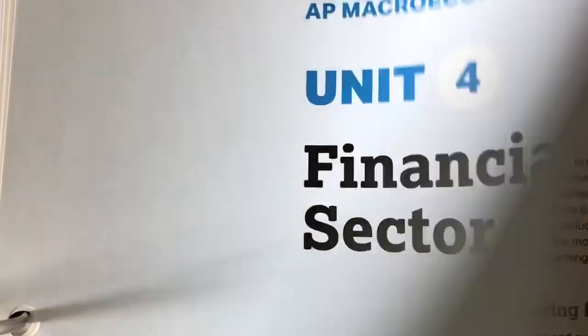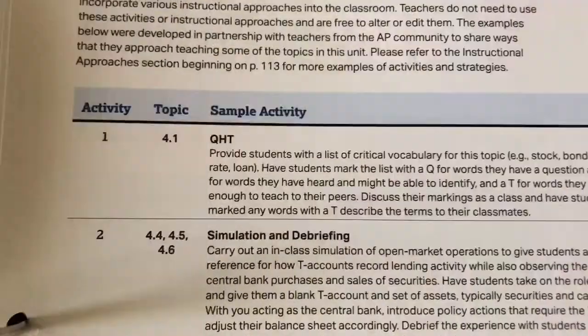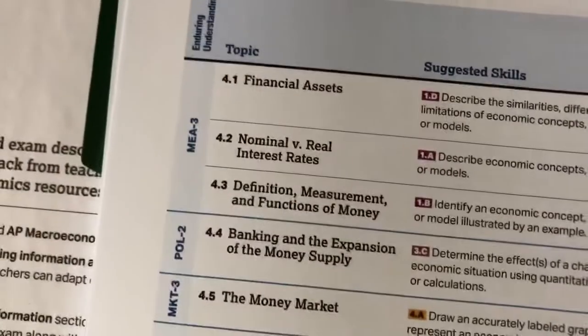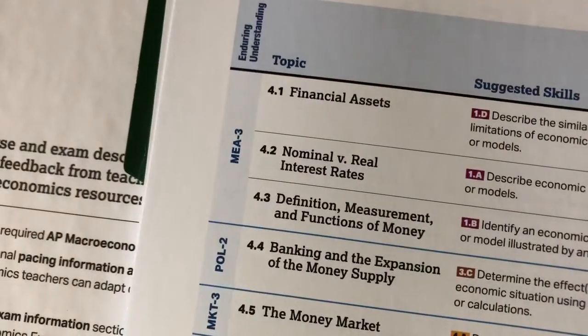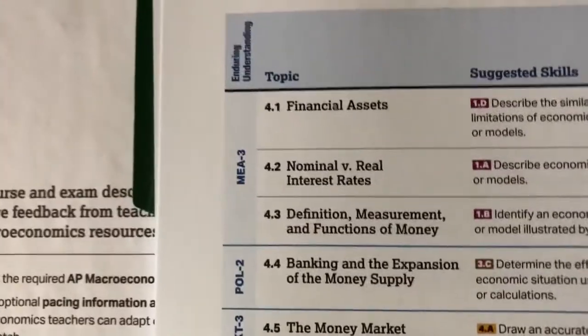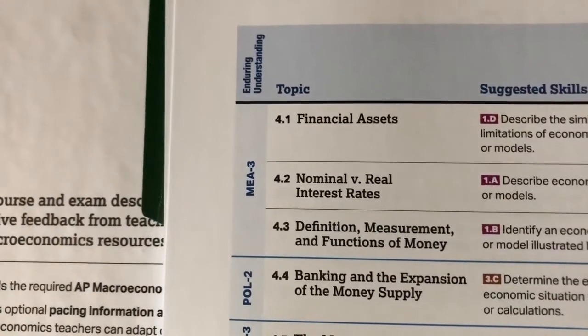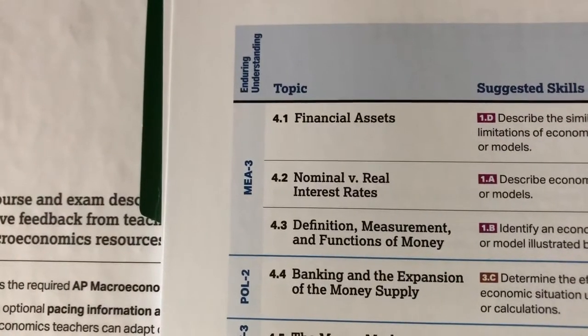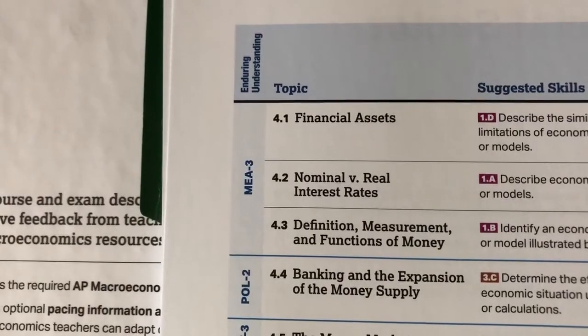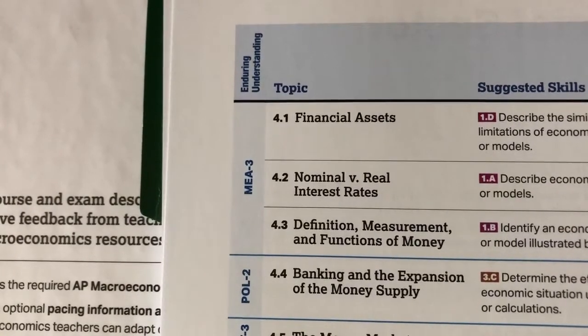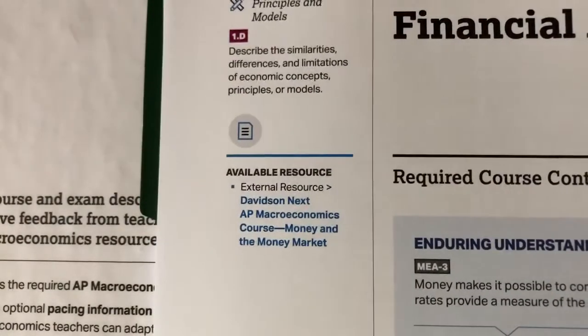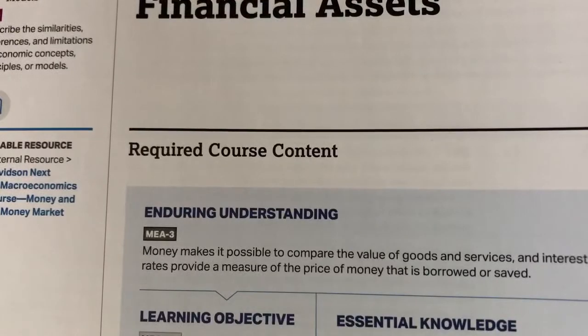Okay, we're going to look at the financial sector and what it focuses on: financial assets, real and nominal interest rates, the measures of money, the functions of money, banking, the money supply and how we expand it, the money market accounts, monetary policy, and loanable funds. So the first thing we're going to look at is financial assets.